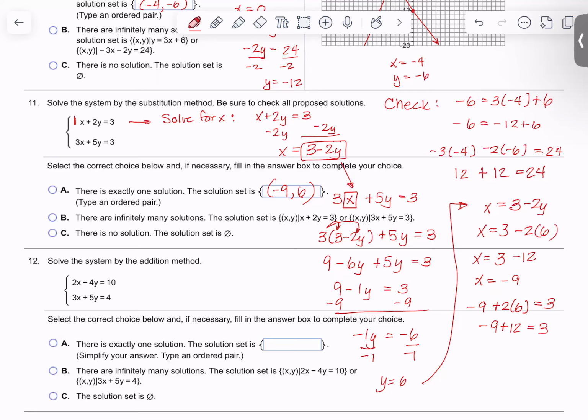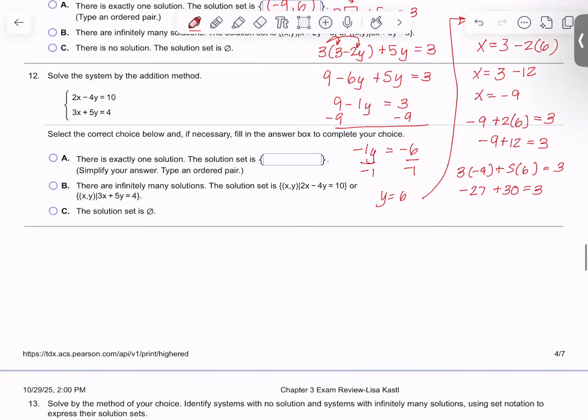Let's check it in the second. I have 3 times minus 9 plus 5 times 6. Is that equal to 3? Well, that's negative 27 plus 30 is equal to 3. So I found my error in my messy handwriting. I thought that 3 looked like an 8. Let's fix that, make it look like a 3. And so I made an error, but I found that error by checking my solution in the original system.